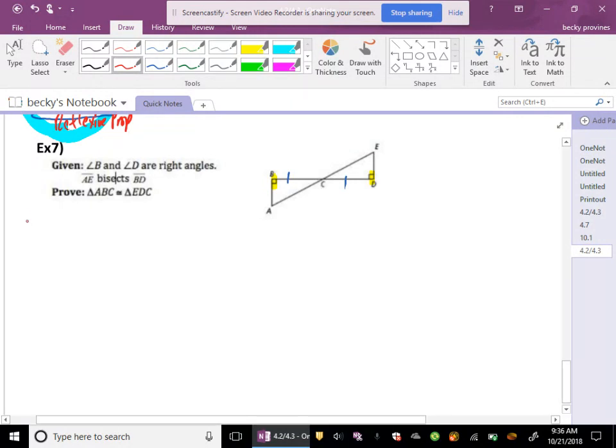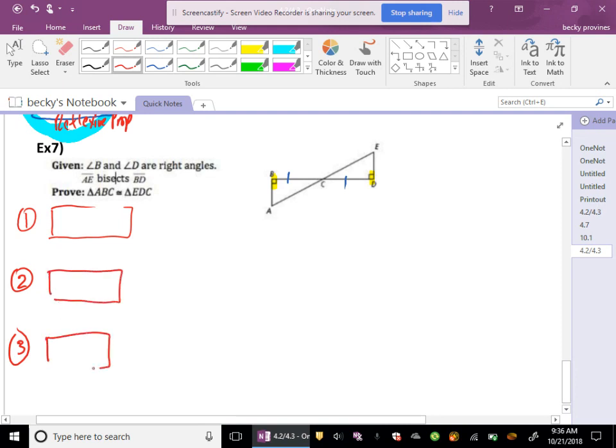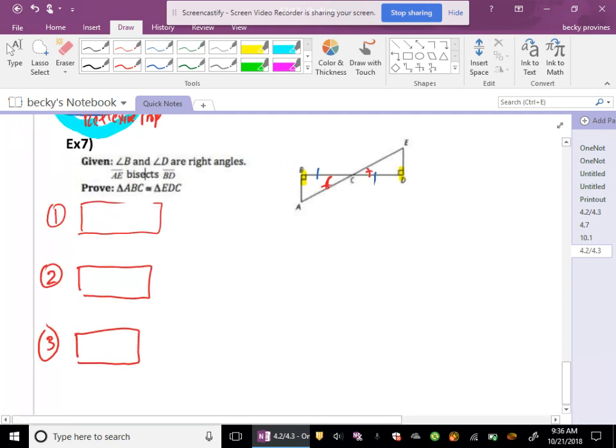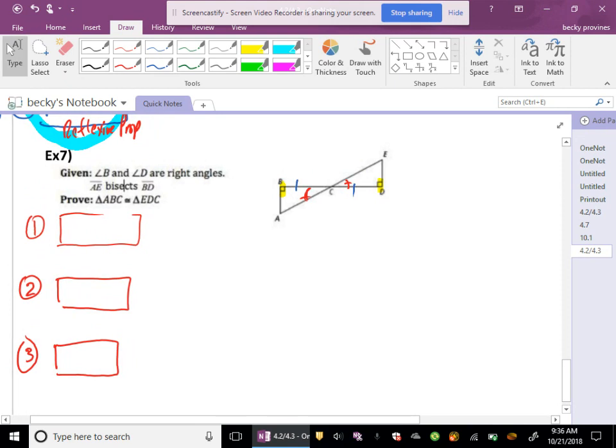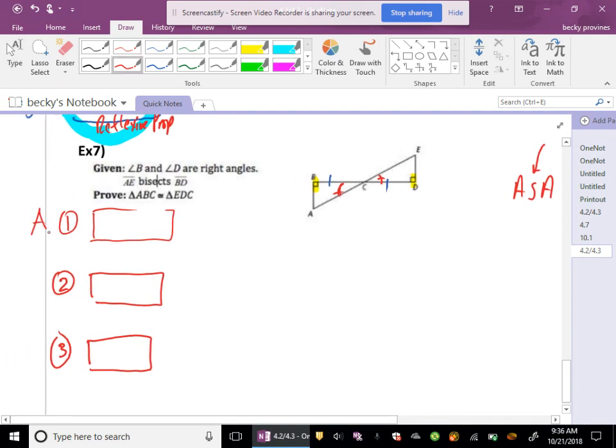Now we need 3 pieces of information, right? So we have 2. So you have to look at your picture and find your last piece of information. And hopefully you're seeing the vertical angles here. Okay, so before you start, you know there's 3 steps. I can go ahead and write that out. I have 2 angles and a side, and the side is directly in between. So I'm doing angle, side, angle. So guys, again, these 3 steps you're just explaining how you know these 3 things are congruent.